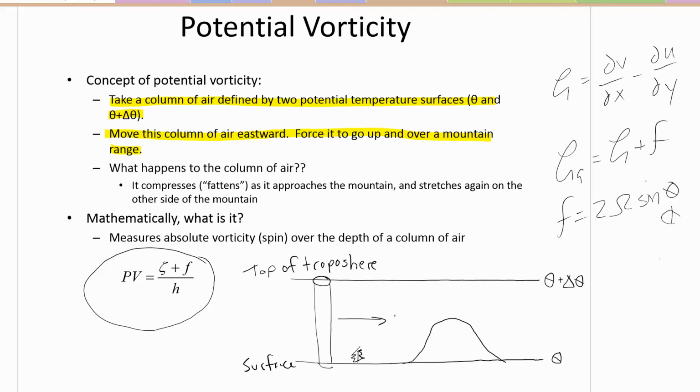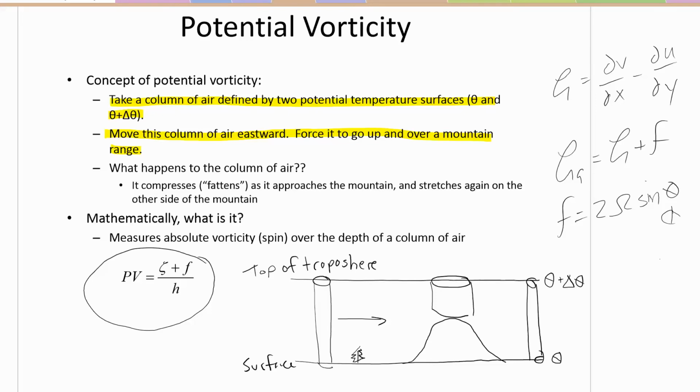So we're going to take it over here. What's going to happen to that column? Well, when we set it up over terrain, it's going to get shortened and squished. And then when it comes over here on the other side, it's going to elongate again. So it's compressed, then stretched. And we're going to figure out what the relationship is between all the variables here in the PV equation as we try to conserve potential vorticity. Potential vorticity is conserved if we assume certain things.